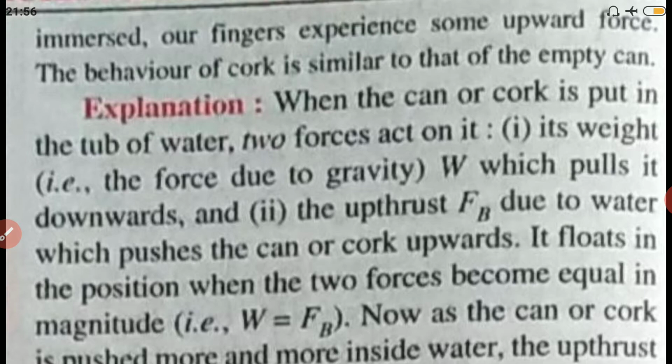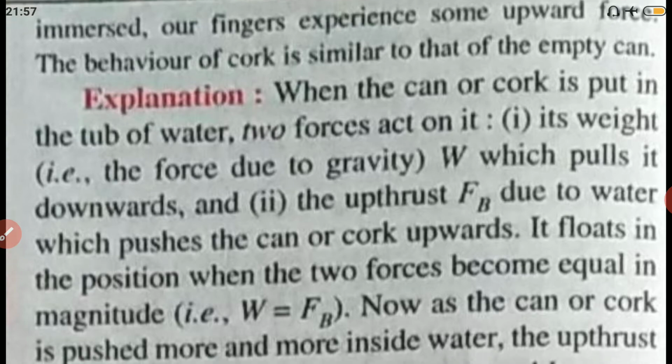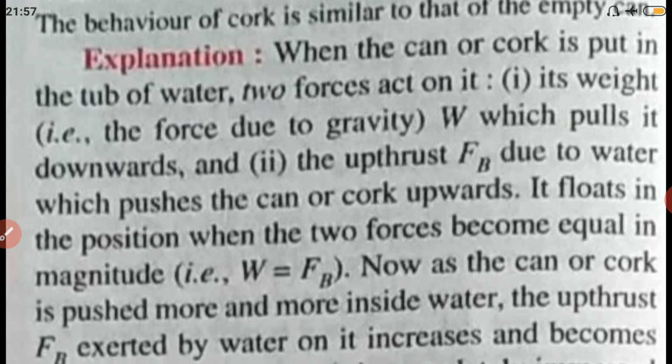Its weight, that is the force due to gravity W, which pulls it downwards, and the upthrust FB due to water, which pushes the can or the cork or the ball upwards. It floats in the position when the two forces become equal in magnitude, that is W equals FB.